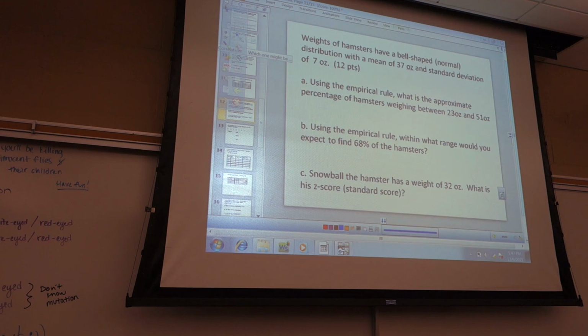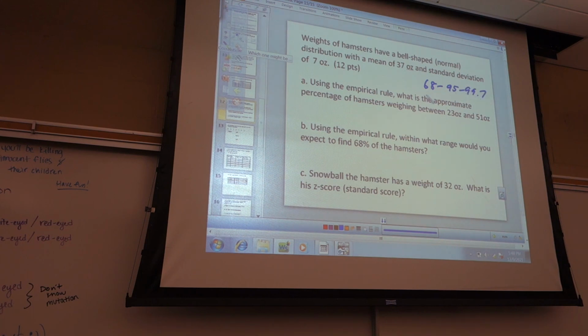What's the empirical rule? Someone help me out. It's the 68. Yeah, for one standard deviation, 68%. So give me the numbers. It's 68, 95, and 99. Oh, yeah, I remember that.